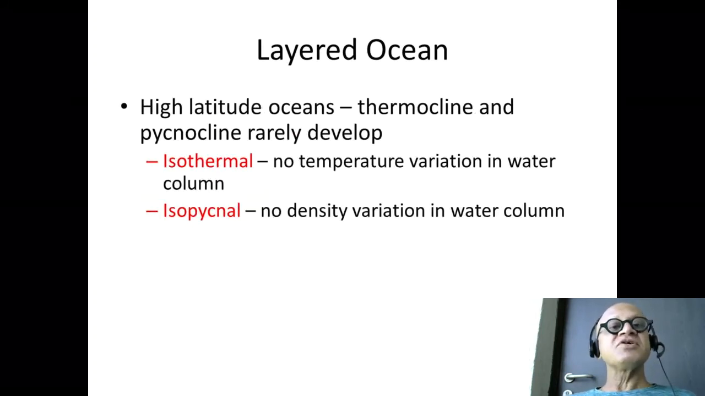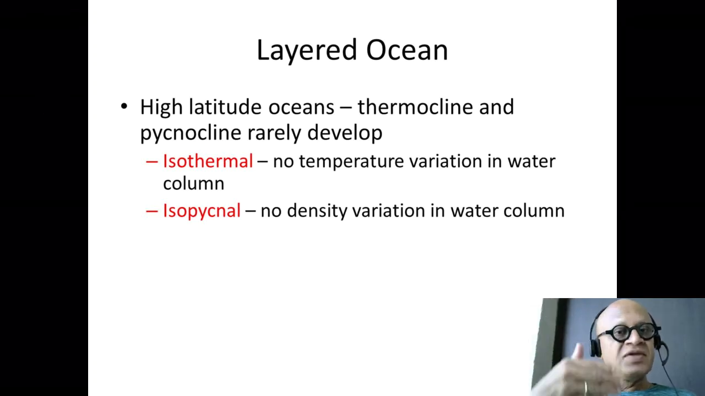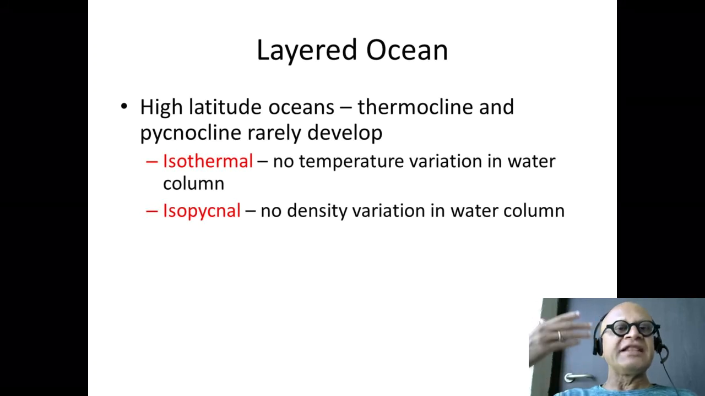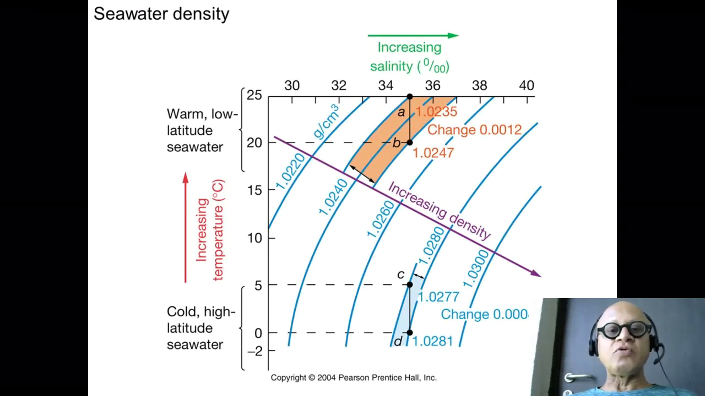These layers matter because life gets organized based on this, based on availability of light, availability of food, oxygen, and so on and so forth. At high latitudes, you basically have an isothermal ocean, nearly constant temperature, well mixed, no layering, and it's nearly isopycnal because the density is nearly constant all the way to the bottom.